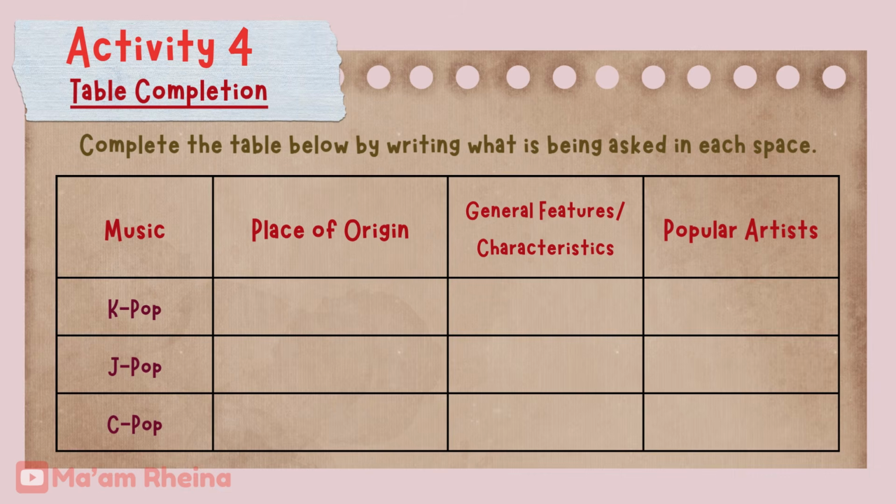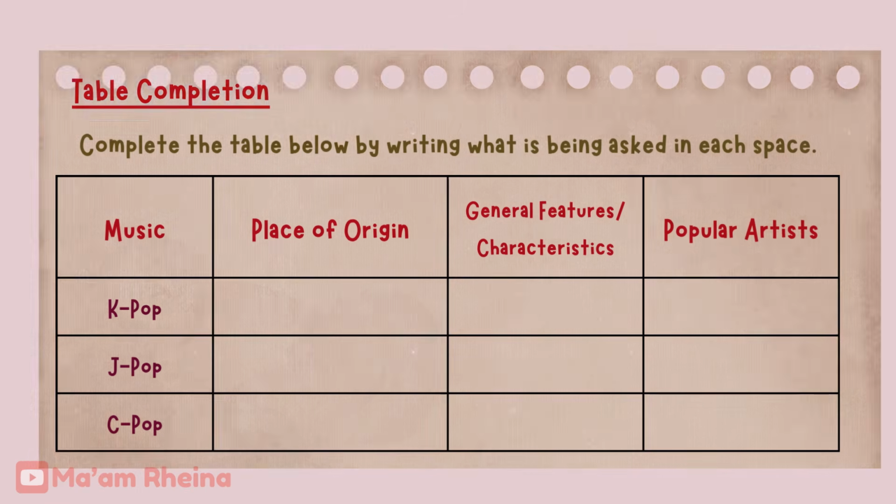You'll see a table that needs to be completed by writing the correct information in each space. Make sure to think about what we discussed about K-pop, J-pop, and C-pop as you fill it out. Take your notebook and let's work on it together, step by step. All right, please pause the video now and take your time working on the activity. Are you done? Great, let's check your answers together.